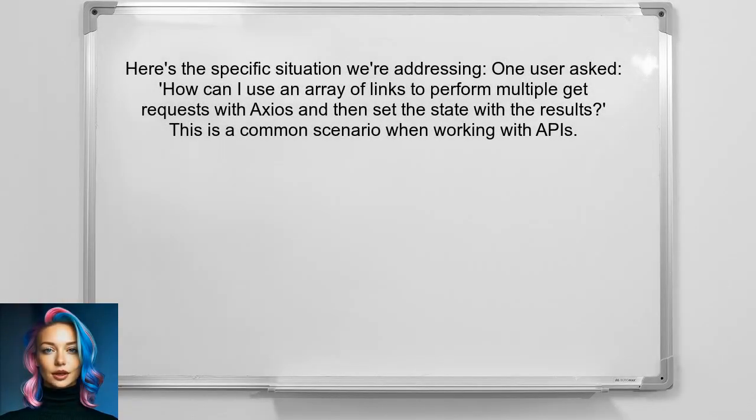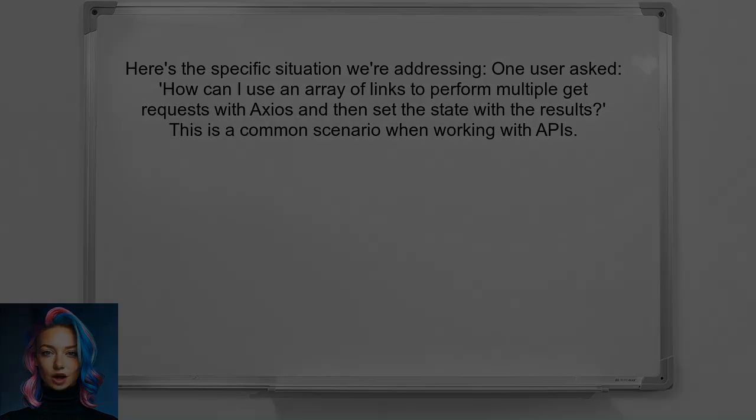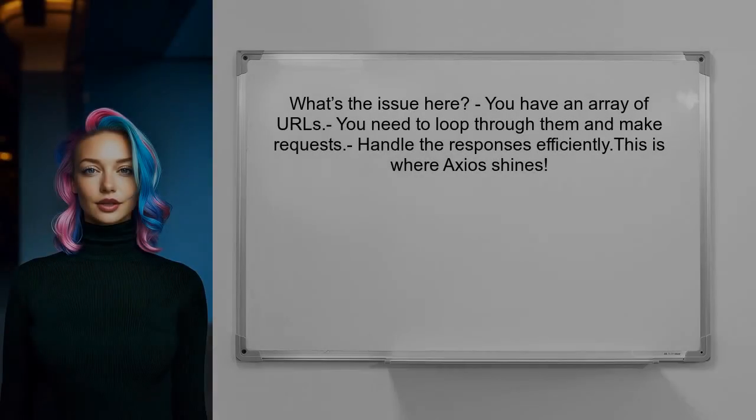Here's the specific situation we're addressing. One user asked, "How can I use an array of links to perform multiple GET requests with Axios and then set the state with the results?" This is a common scenario when working with APIs, and it's a great question. So what's the issue here?